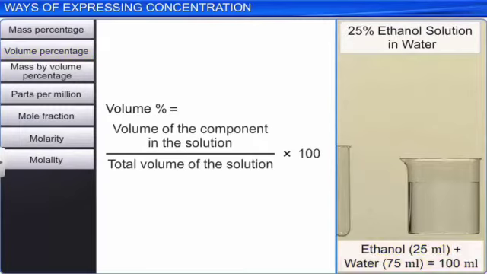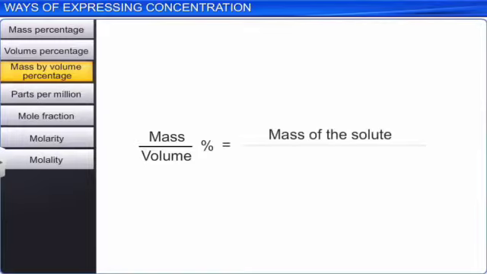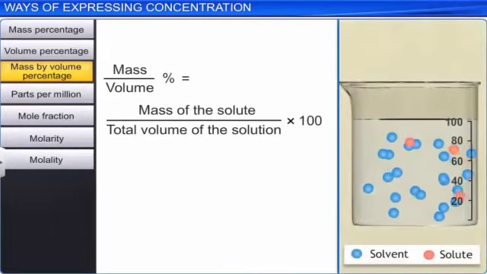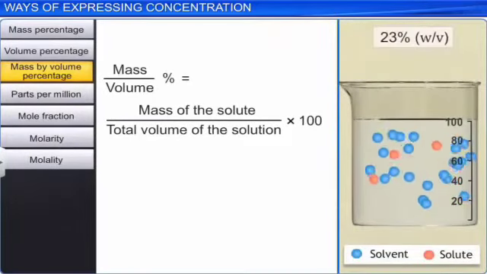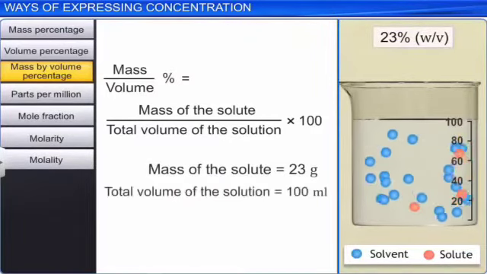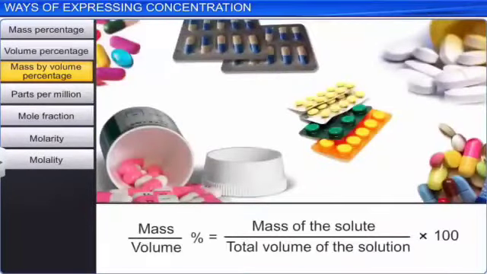Yet another way of expressing concentration in percent is mass by volume percentage. This is expressed as the mass of the solute divided by the total volume of the solution multiplied by 100. For example, a solution of 23% weight by volume contains 23 grams of solute per 100 milliliters of the solution. This way of expressing concentration is widely used in medicine and pharmacy.